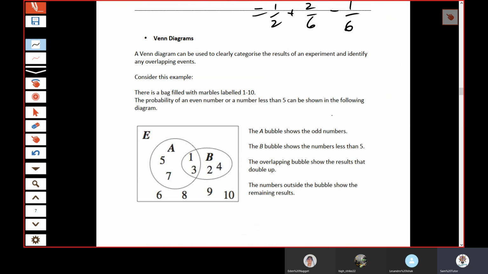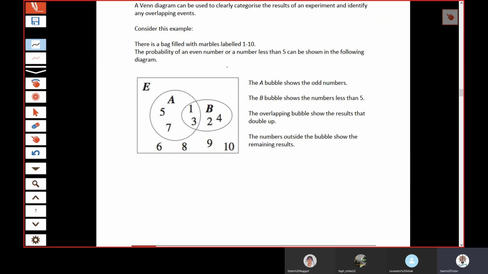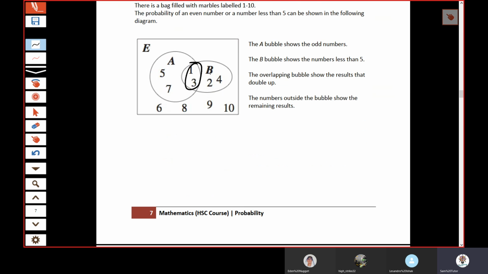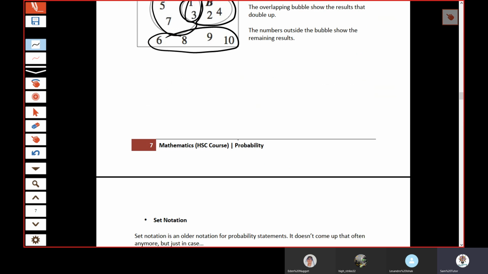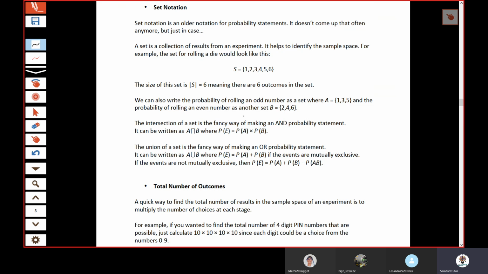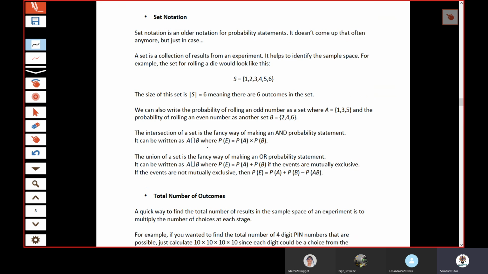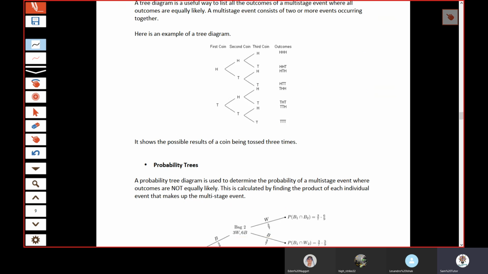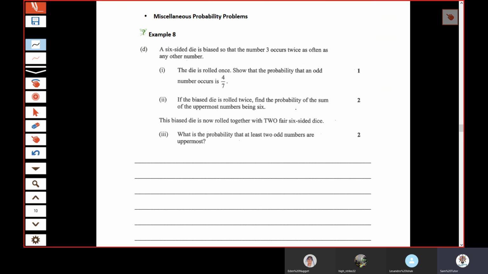Venn diagrams, let's go. A Venn diagram can be used clearly to categorize the results of an experiment, identifying any overlapping events. So this bag is filled with marbles labeled 1 to 10. I'm not going to show this. I think you guys get Venn diagrams, right? This is overlapping. This is A only. This is B only. This is not included in A and B. So I think the best thing is just to look at questions. We'll have to come back to set notation. I'd rather do a quick Venn diagram before I confuse you with all this stuff. So let's find one.